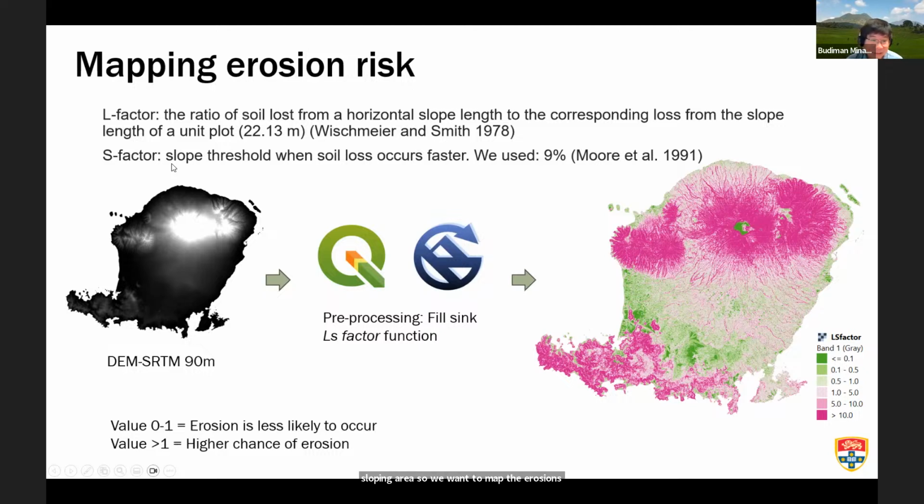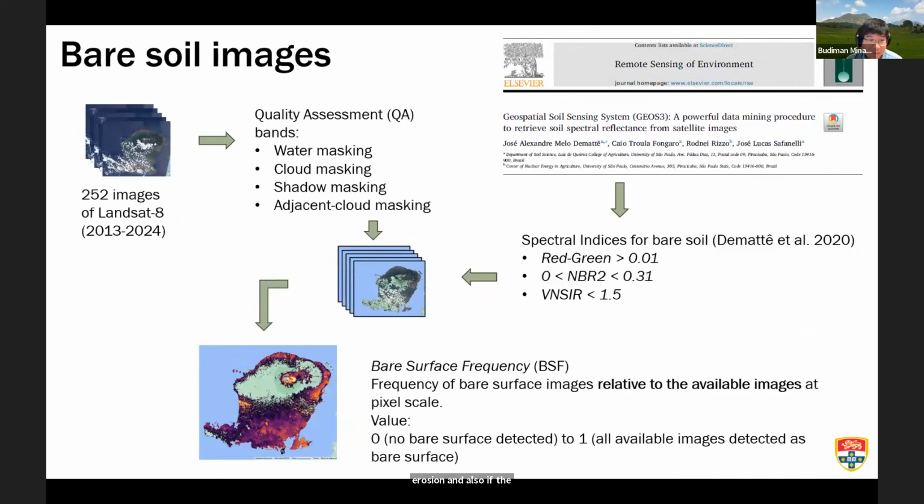The topography factor that affects the erosion risk is the slope. The slope is the length of the slope, and also the degree of the slope angle, what we call the LS factor. So here we calculated the LS factor. That means that if the slope is longer, then you have a higher risk of erosion. And also if the slope is steeper, you get a higher risk of erosion.